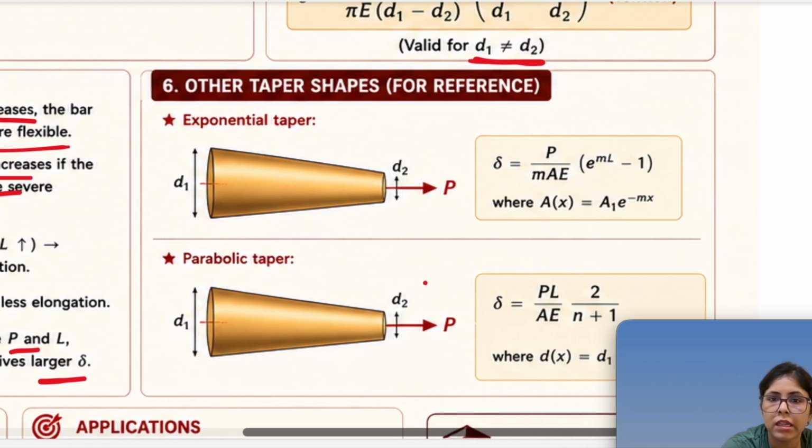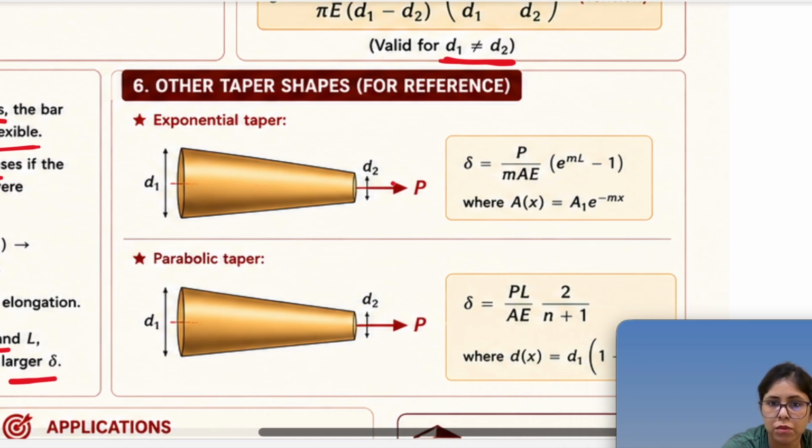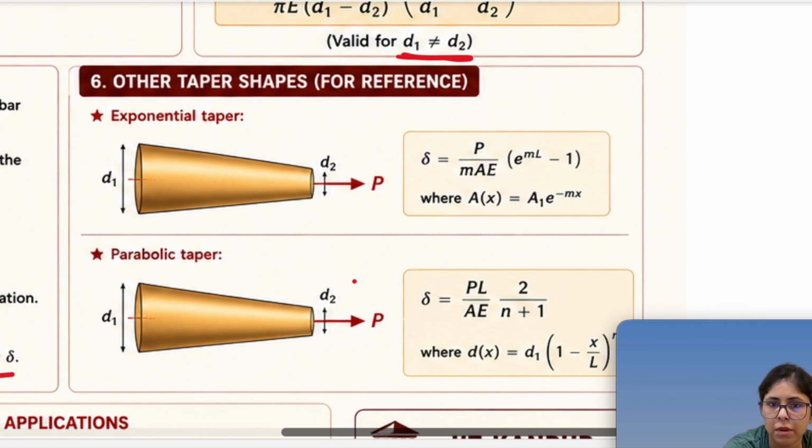Now, other taper shapes for reference. So we have exponential taper, and this is somewhat a parabolic taper. For exponential taper, I don't think this will be that important for you, but I have mentioned the formula here, P upon m A E. So this is what your exponential formula comes out to be, and if a parabolic taper is there, this is the formula for parabolic taper. Okay.